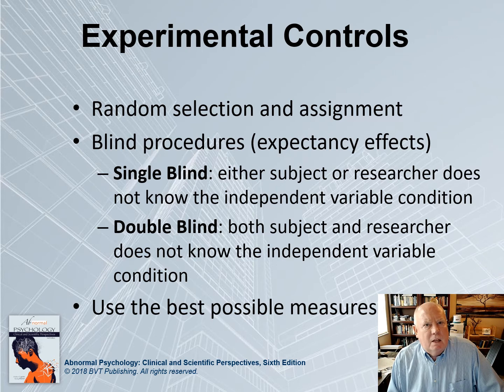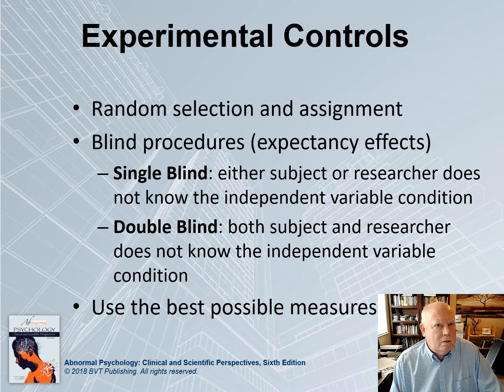Remember, I said that the logic of the experiment is we create groups that are equal at the beginning, and then we treat them exactly the same except for the independent variable manipulation. So if we're studying a drug treatment for depression, we'll have two groups of depressed individuals, and one gets the drug and one does not.